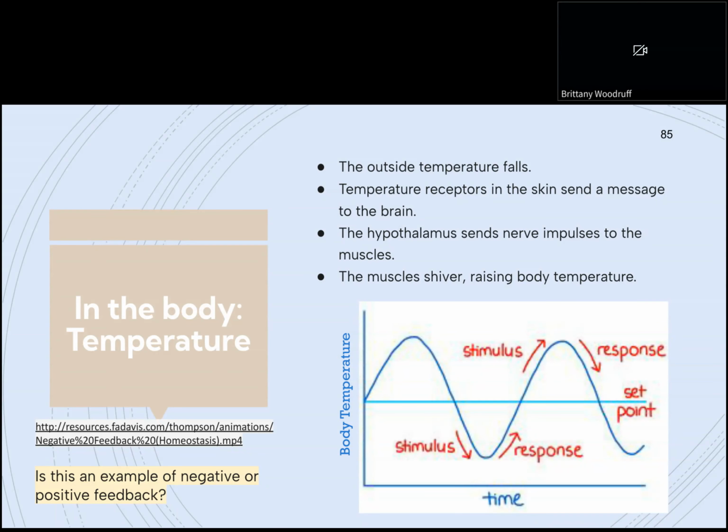Temperature is a big one of this. When you're cooking, you have your oven going, you can hear your oven clicking on and off. This is negative feedback in your oven. You set your oven to 400 degrees, it is never truly at 400 degrees. So what happens is sometimes the oven gets a little too hot.